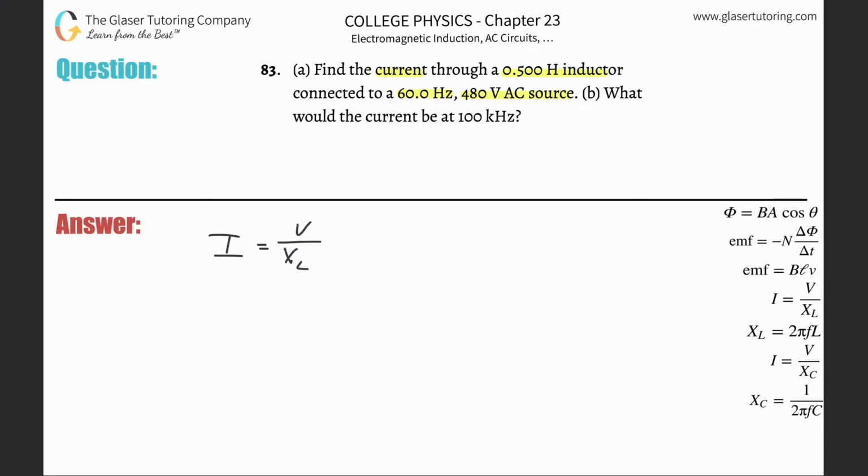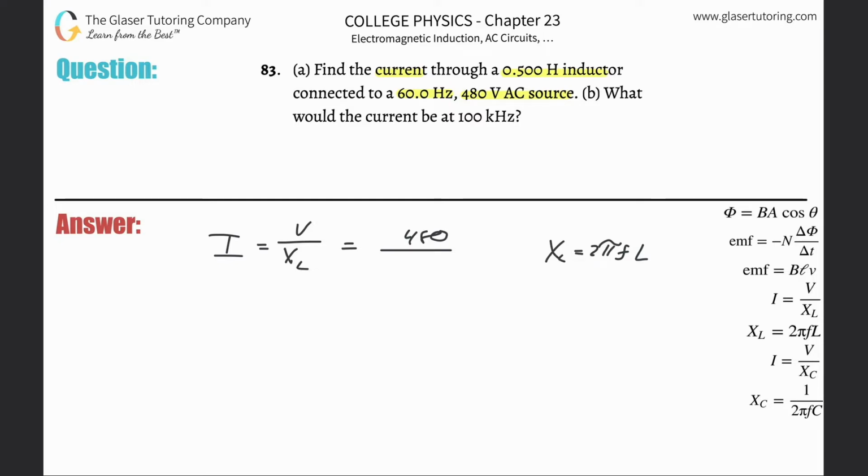Now, we know the voltage. They told us that's 480. But we don't know the inductive reactance. Therefore, we have to find a formula that deals with inductive reactance. Here it is on the right-hand side. Inductive reactance is equal to 2 pi multiplied by the frequency of oscillation multiplied by the inductance. We have the frequency, we have the inductance, so we can solve.